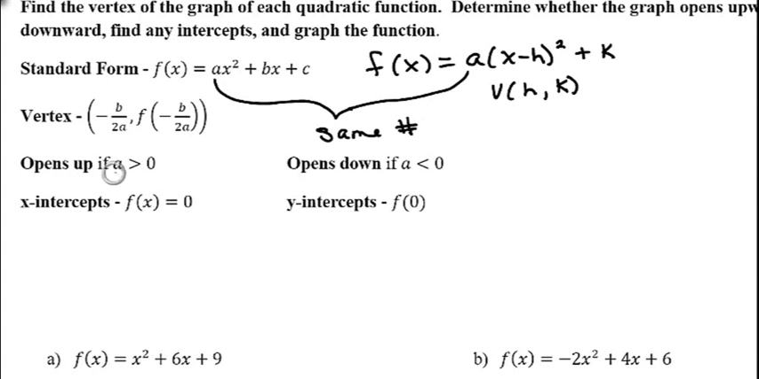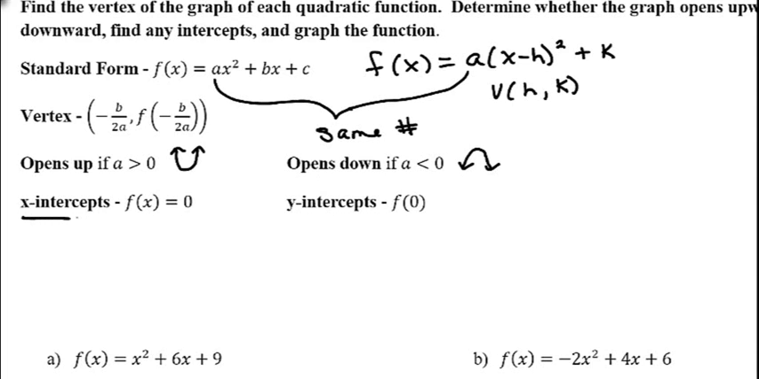So down here, if a is greater than 0, this parabola or quadratic function will open up. If it's less than 0, then it will open down. So it will look like this if a is bigger than 0. It will look like this if a is less than 0.